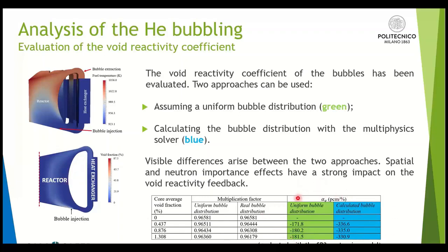And what we found is that with the uniform bubble distribution, we have a void reactivity coefficient of something close to 170 ppm over percent of void. But if we employ a calculated bubble distribution, a real bubble distribution, it's almost the double. So the coefficient is two times more. And this is important if you think that the presence of this helium bubbling may also be a possible accident initiator event. If you stop the bubble flow, then you have a decrease of the bubbles and then an increase of the reactivity. So having a correct estimation of this number is very important for safety reasons.